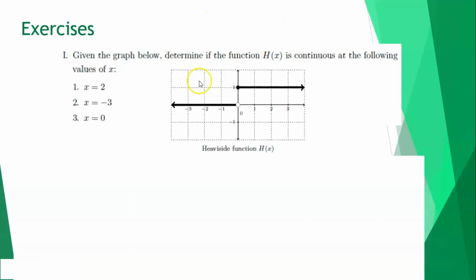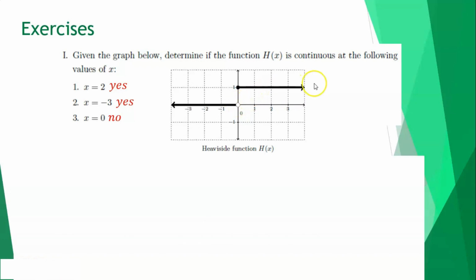Now, given this graph, let's identify whether the function is continuous at certain values of x. At x equals 2, the answer here is yes. At x is equal to negative 3, it is also continuous. At x is equal to 0, our answer here is no. Why no? Because at x is equal to 0, there is a gap of the function.